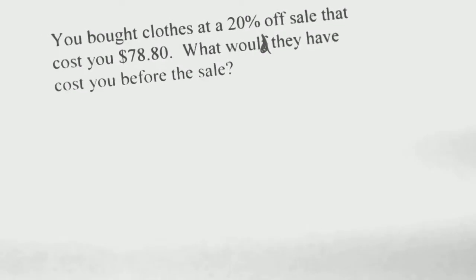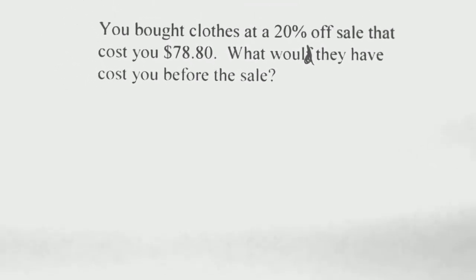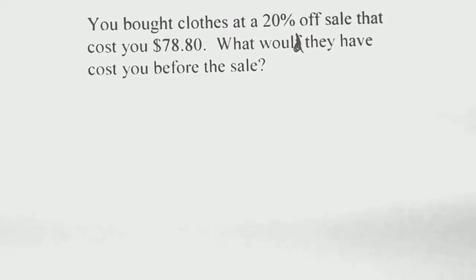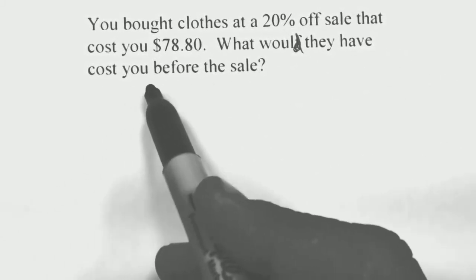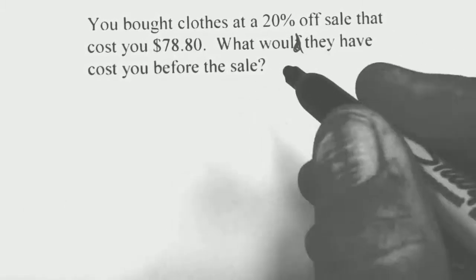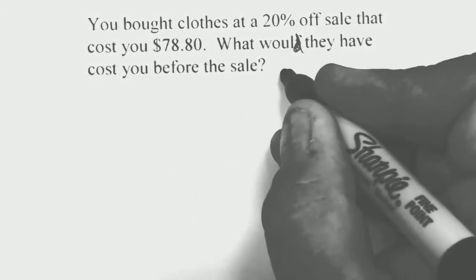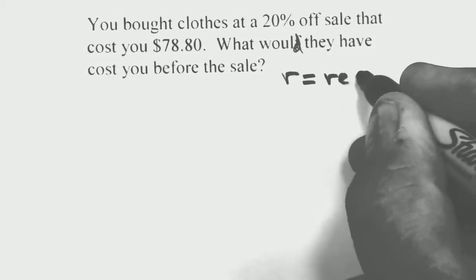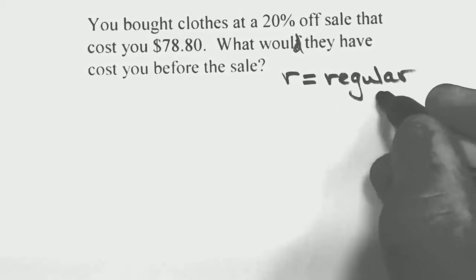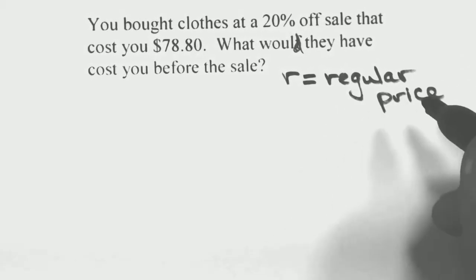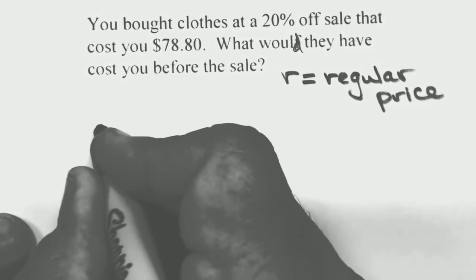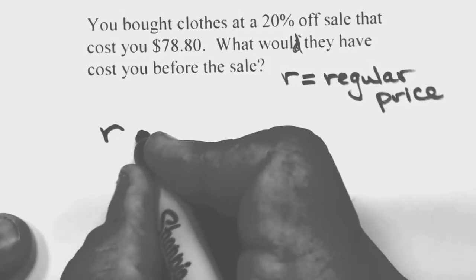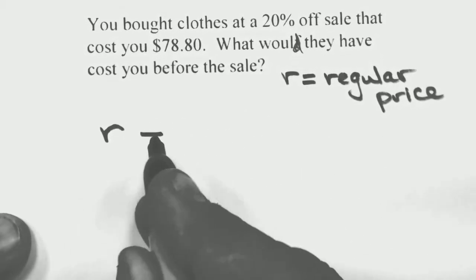Okay, let's look at another sales tax type of problem here. You bought clothes at a 20% off sale, and at the sale they cost you $70.80. What would they have cost you before the sale? Okay, well, let's say R equals the regular price. You can use any letter you want here, but let's say we use R. So what happens this time is we've got the same form as the sales tax, but instead of having a plus, we've got a minus. Why is that?